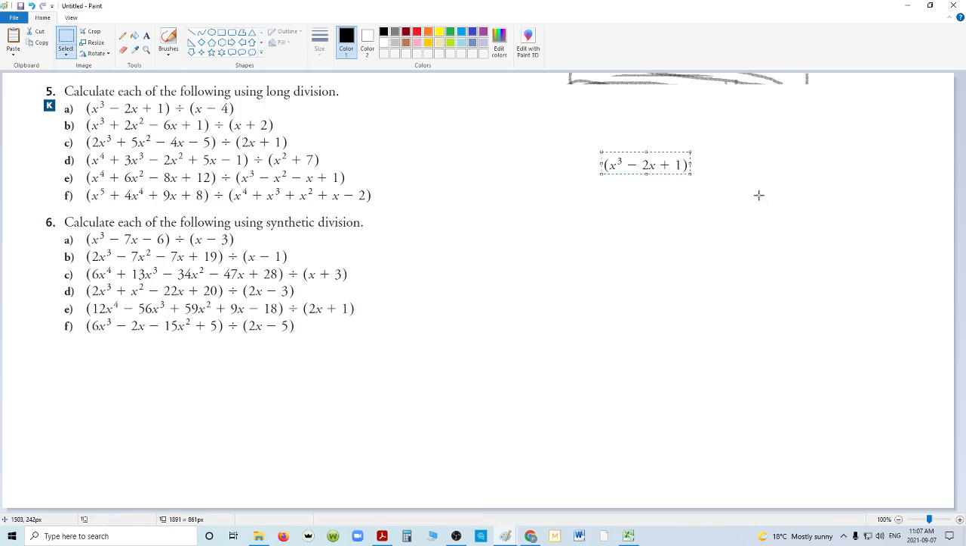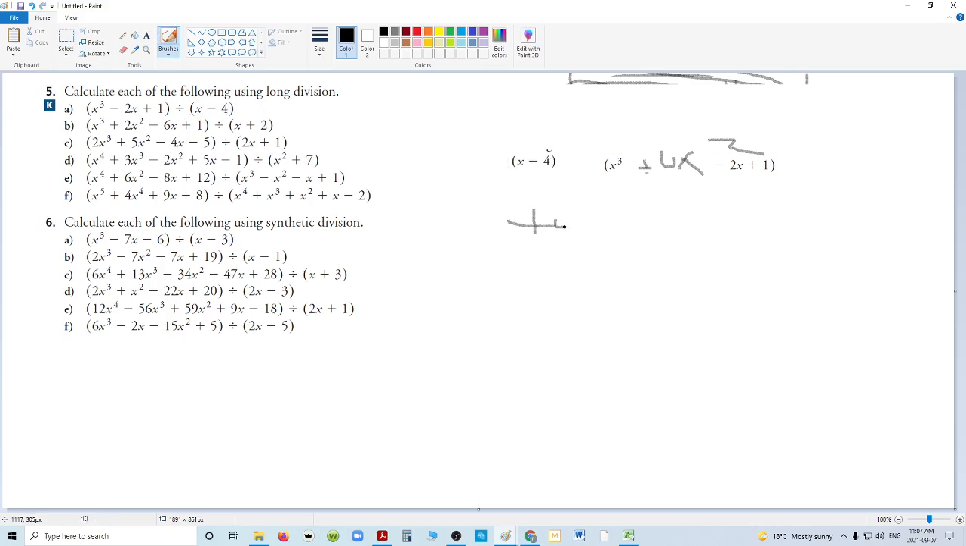All right, for quick sake, I'm not going to do it for all of them, but just this one. I'm going to do this again, and remember to add the 0x squared. But let's look at synthetic division. So for synthetic division, you have to take the root of this. What's the root of x minus 4? In other words, what x value makes that whole bracket 0?